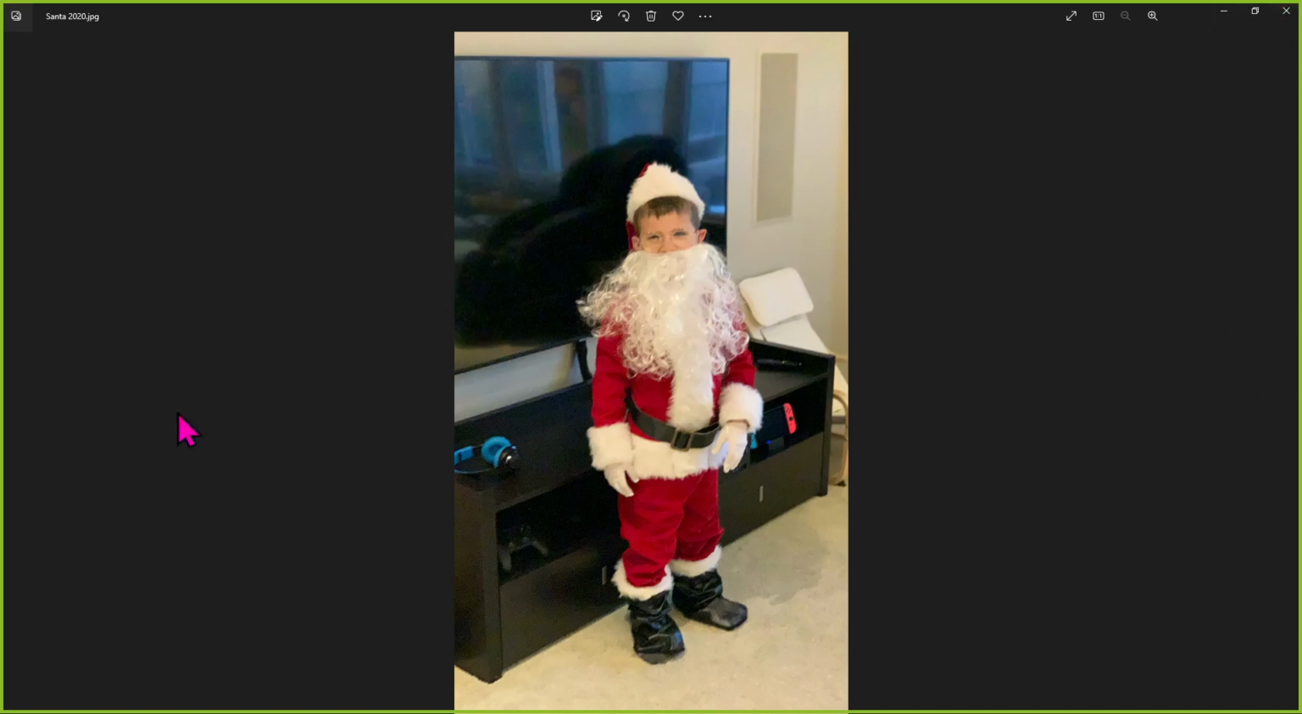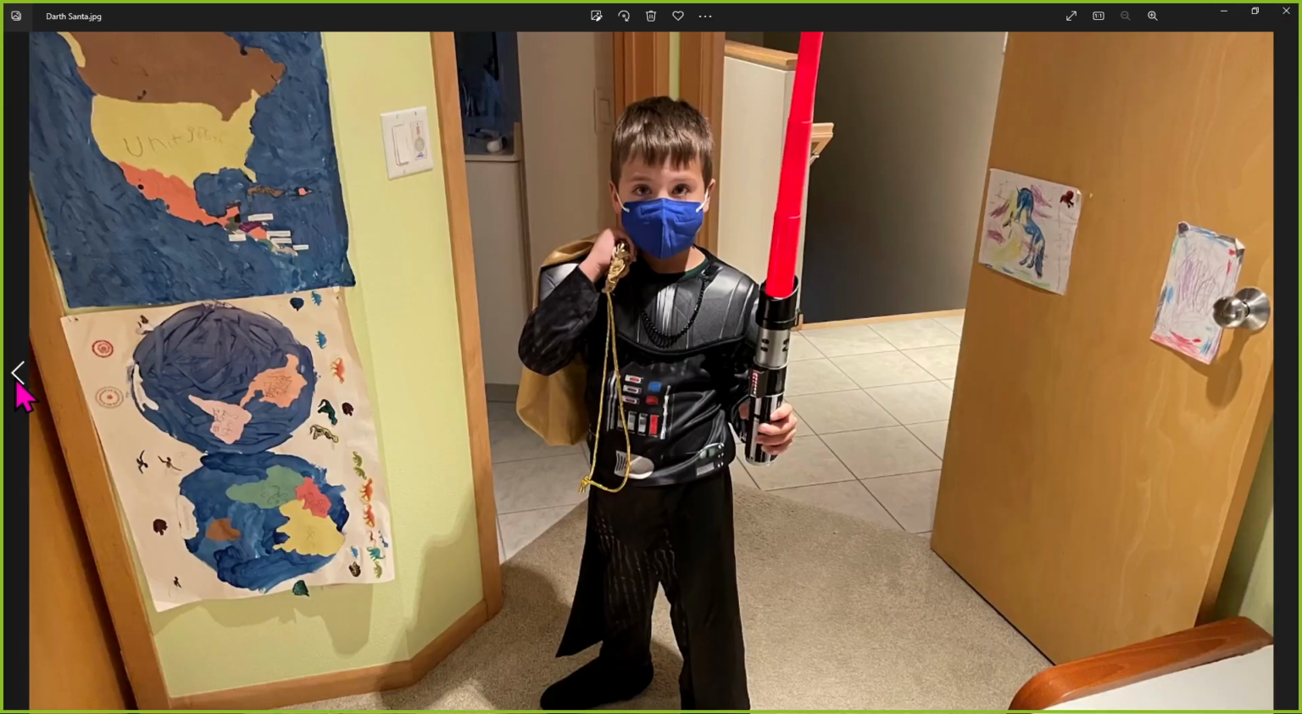And then we also have one more I wanted to show you. I call this one Darth Santa. This is from last year when he had COVID on his birthday. Poor guy, so he still didn't get to trick-or-treat. But this year, finally, he got to go around the neighborhood and beg for candy. And yes, he has plenty of candy.